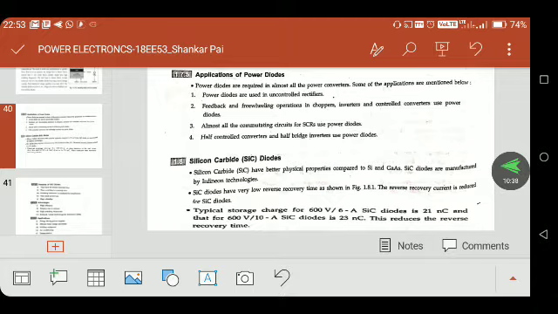It is used in uncontrolled rectifiers. It is used as feedback and freewheeling diodes in commutating circuits, half controlled converters and half bridge inverters. We are going to use power diodes.